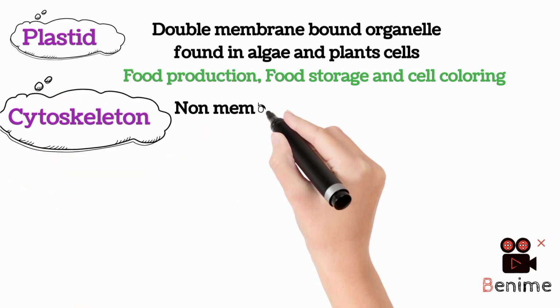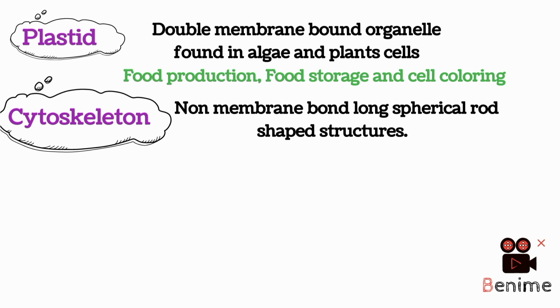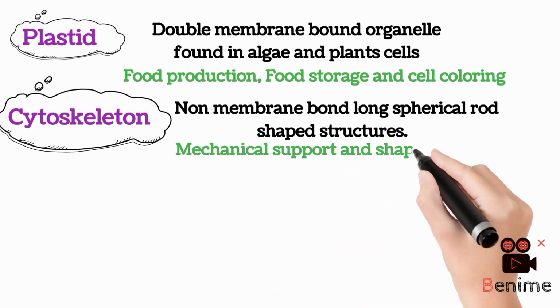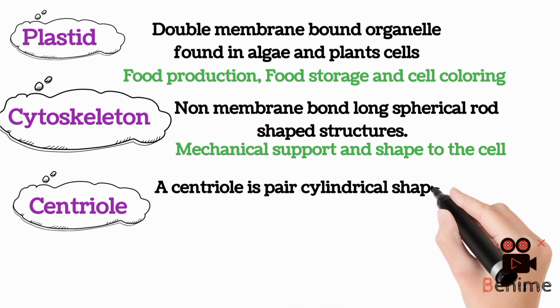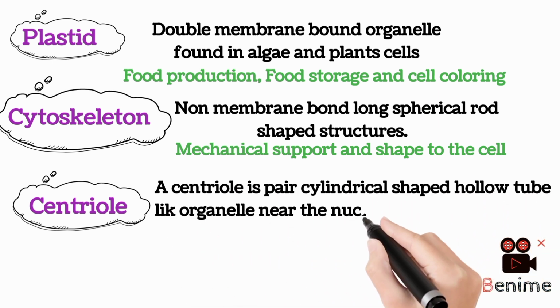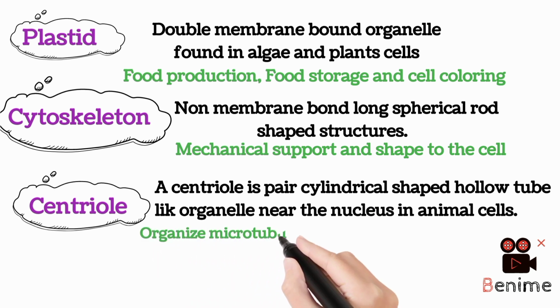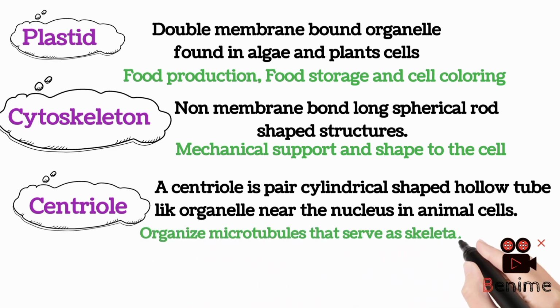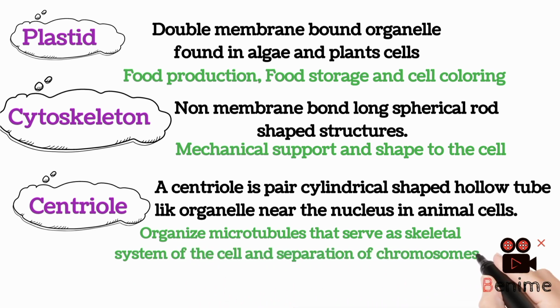Cytoskeleton. The cytoskeleton is a non-membrane bound network of long rod-shaped structures. The cytoskeleton provides mechanical support and shape to the cell. Centriole. A centriole is a pair of cylindrical, hollow tube-like organelles present near the nucleus in animal cells. Centrioles help to organize microtubules that serve as the skeletal system of the cells, and they also play a role in cell division by facilitating the separation of chromosomes through spindle fibers.